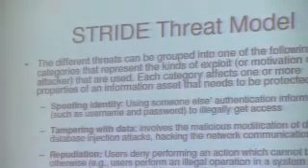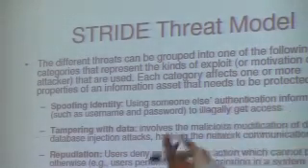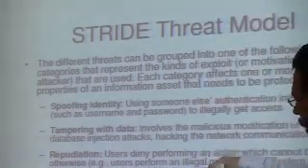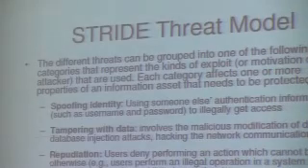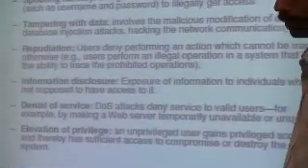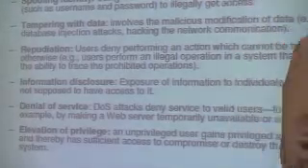Repudiation is really the opposite of non-repudiation. So repudiation means users deny that they did it. Okay? So we want the opposite property, that they cannot deny. So that becomes non-repudiation. Okay? So if you see the mapping here, repudiation is mapped to non-repudiation. And tampering is integrity. Right?